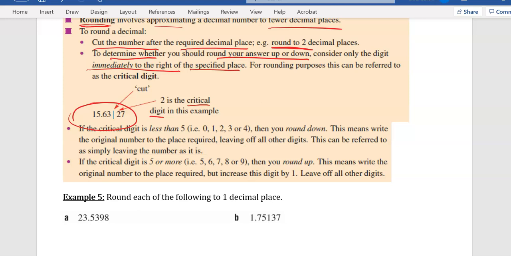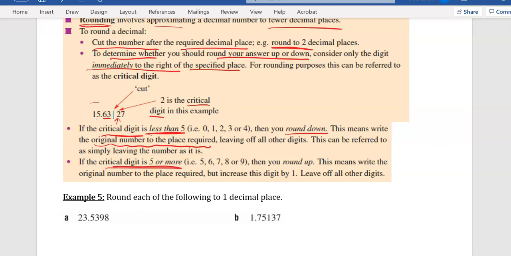So with 15.63, we're rounding to 2 decimal places. These digits have been cut, but let's look at the number 2. So 2 is the critical digit. If the critical digit is less than 5, not equal to, less than 5, you round down. That means to write the original number. You don't actually make that number go lower, but in this case, I would keep the 3 where it is.